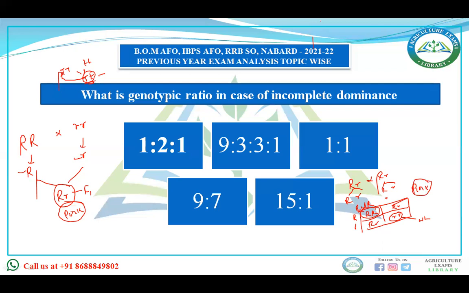Now if you see the phenotypic ratio, the external appearance, one is red, two are pink, and one is white. The genotypic ratio is also capital R capital R one, capital R small r two, and small r small r one. This means in case of incomplete dominance, the phenotypic ratio and the genotypic ratio are the same. Okay, and what is the answer?